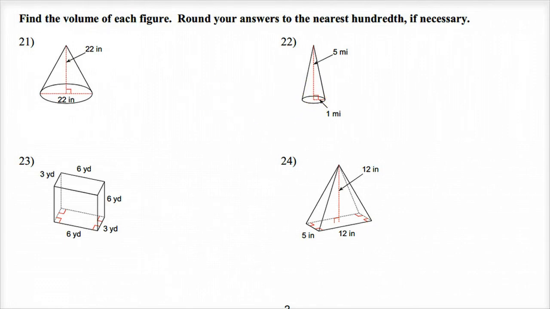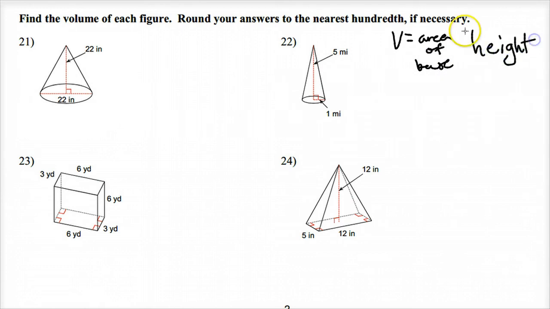So here we are looking at volume. This is again spatial reasoning, 3D figures. And volume is such an easy calculation, it's kind of ridiculous. Volume is real basic. It's just the area of the base times the height. That's it. It's like a piece of cake.